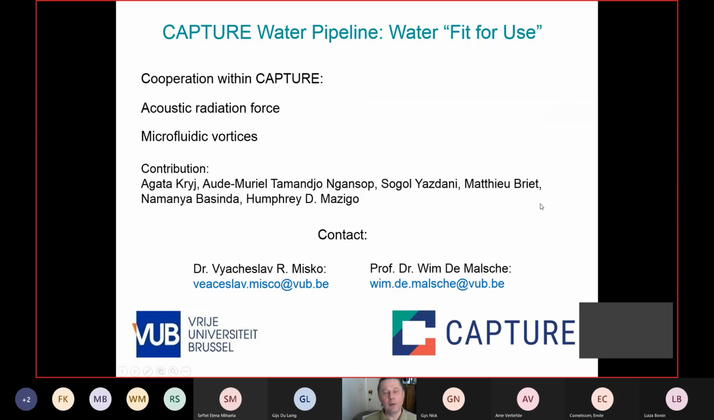And the cooperation also includes various devices and techniques, like acoustic radiation, and also vortices created by different mechanisms. And the contributors to this paper are mentioned here, the names of them and the contact details.